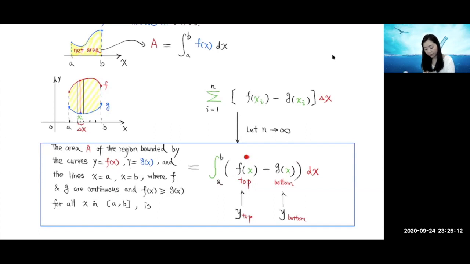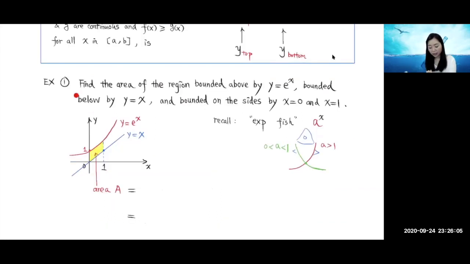Notice that this function f is the function on top, and function g here is the function at the bottom. So you're actually using the y coordinate of the top right here, subtract the y coordinate of the bottom right here, and integrating this, x going from a to b. So this is a formula for the area between these two continuous curves on a to b. Let's use this example to see how we use this formula here.